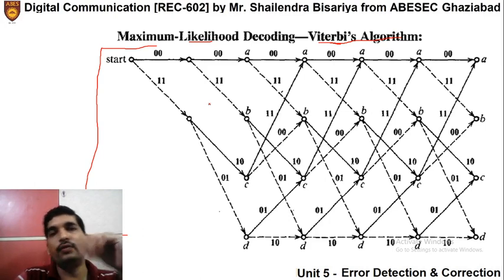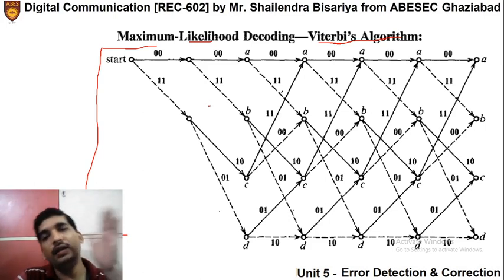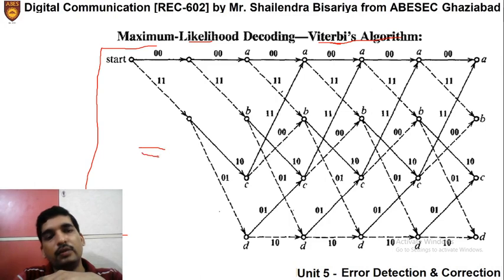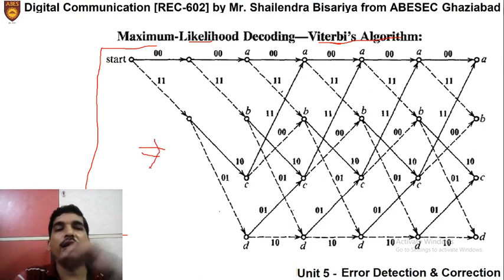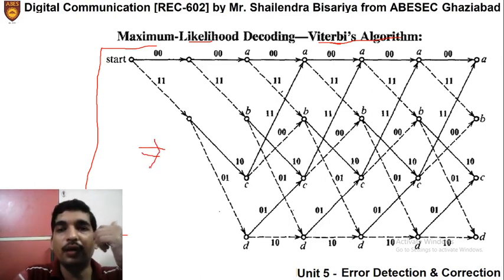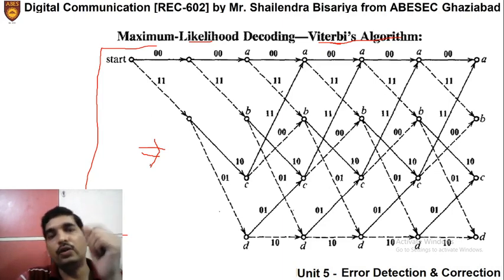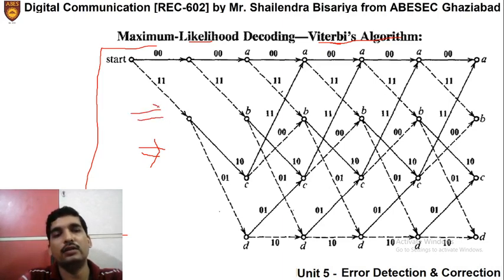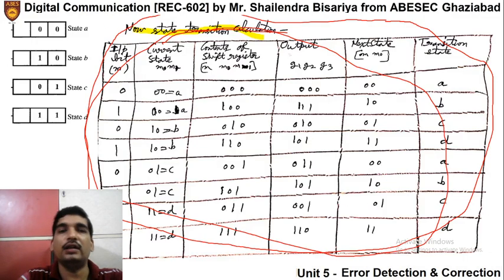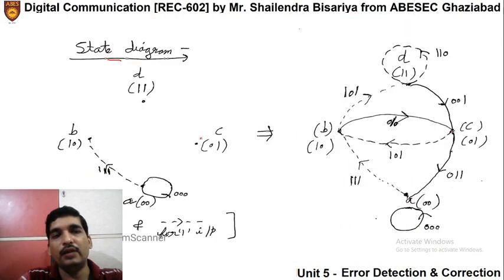Okay, so first we will follow the state transition table, and then we will draw this Viterbi diagram, and then we will understand what the Viterbi algorithm basically is, what the main step is, and how we will decode and correct the data. Okay, so we will proceed one by one. First of all, we will draw this diagram. For that, as I have already said, we need this state transition table once again. Okay, and how will we follow? We will follow one by one, step by step.